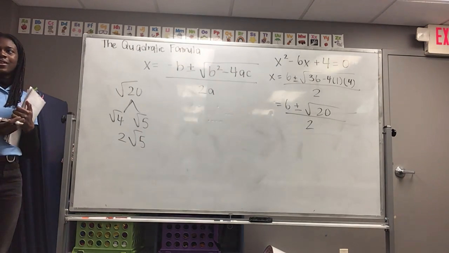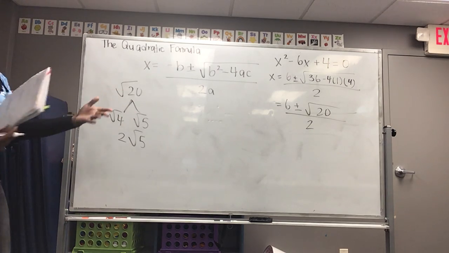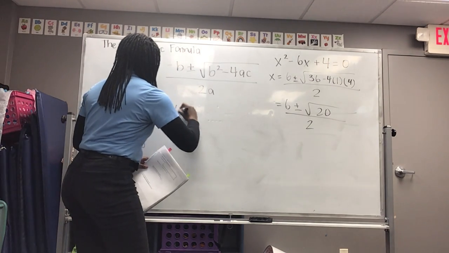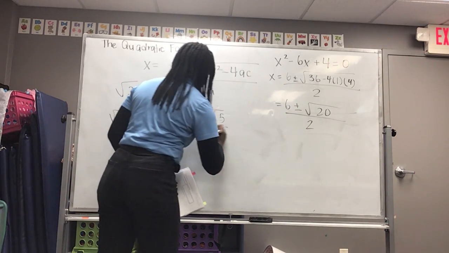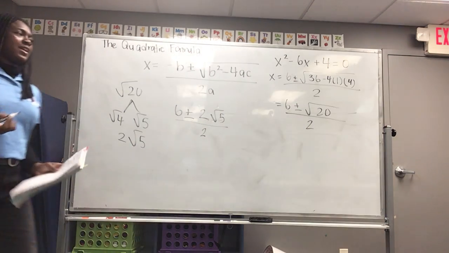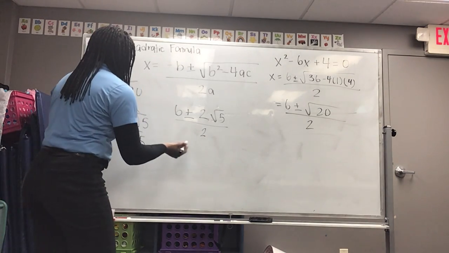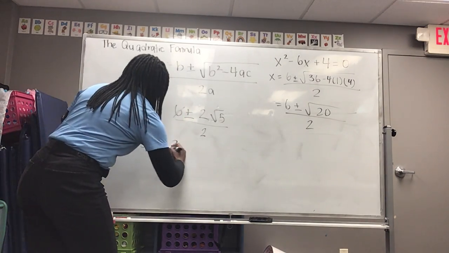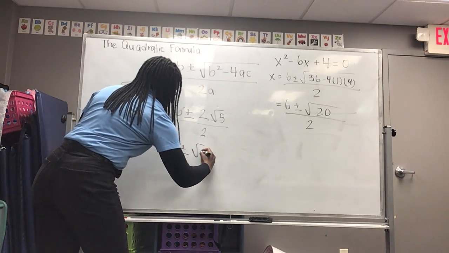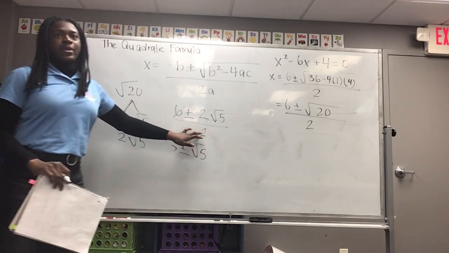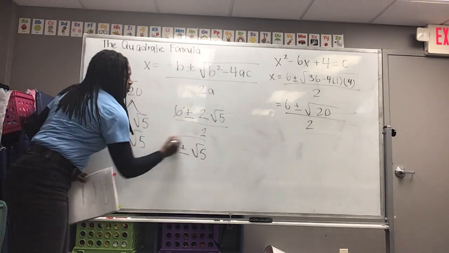Did that make sense how we got there? Okay, so if I replace square root of 20 with 2 square root of 5 in my equation, I get 6 plus or minus 2 square root of 5 over 2. Well, you'll notice that we can take a 2 out of everything. So this would become a 3, plus or minus stays, that 2 goes away, square root of 5, and then the 2 on the bottom also goes away. So this is my answer.